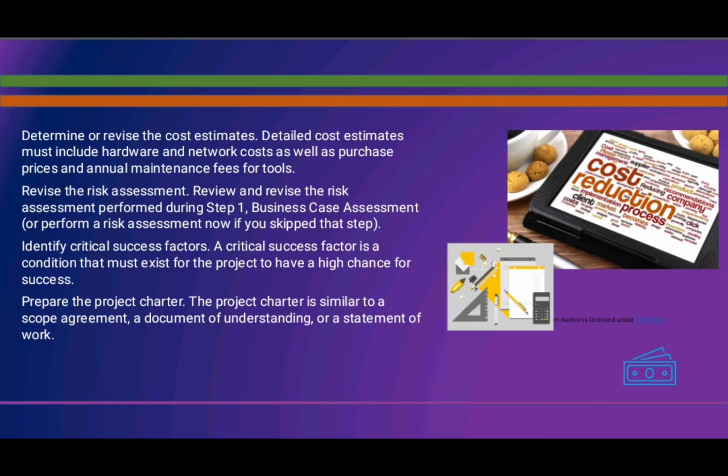A critical success factor is a condition that must exist for the project to have a high chance for success. Prepare the project charter. The project charter is similar to a scope agreement, a document of understanding, or a statement of work.